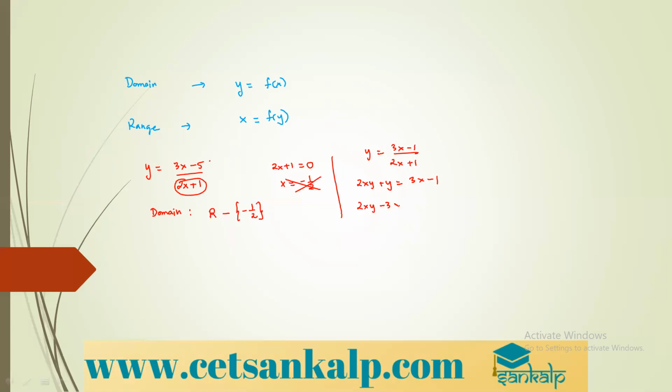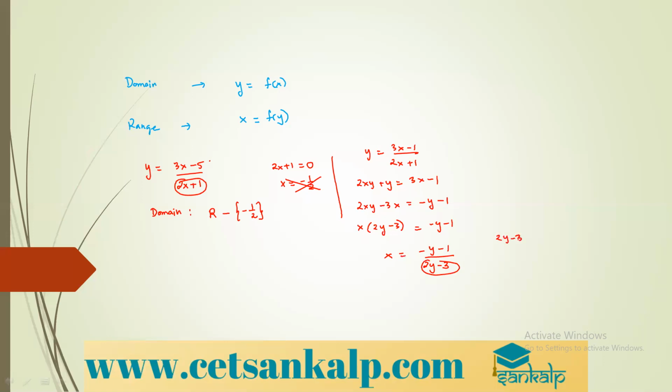2xy minus 3x equal to minus y minus 1. X common, 2y minus 3 equal to minus y minus 1. X equal to minus y minus 1 by 2y minus 3. Once you get x equal to, see the denominator.